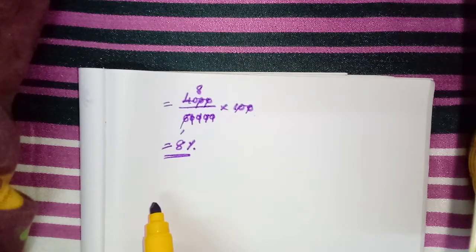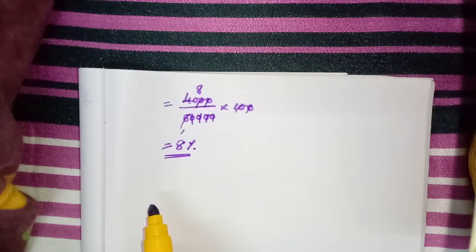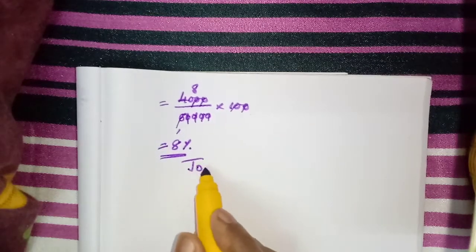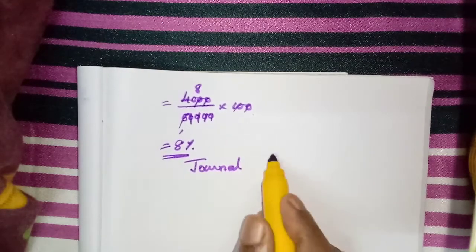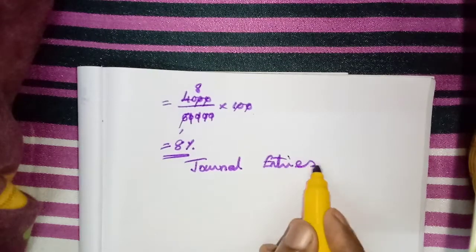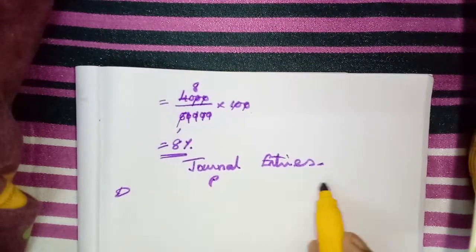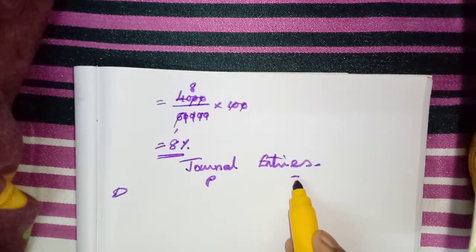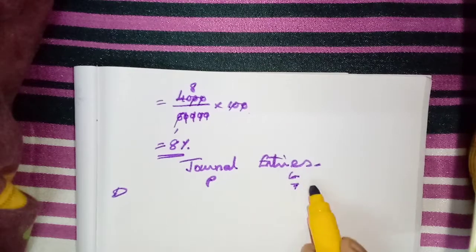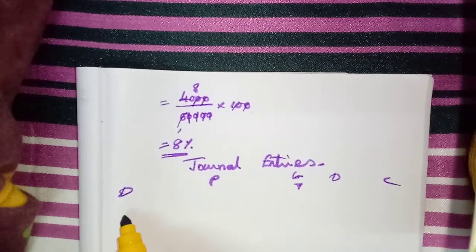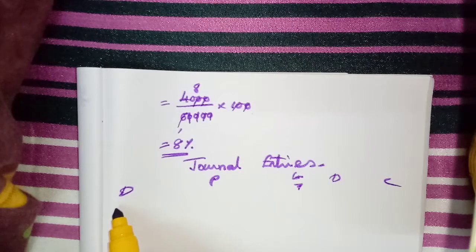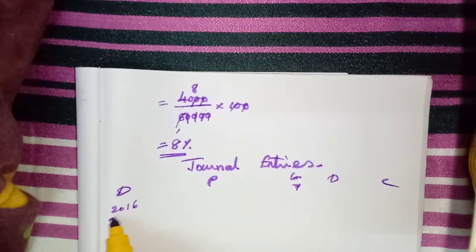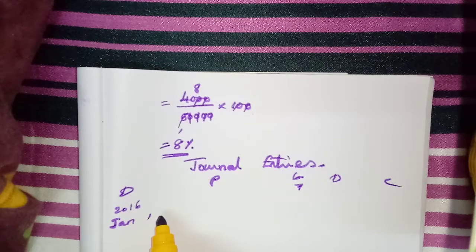Now what is the question? You are required to find out the rate of depreciation and give journal entries for the first 2 years. So we have to prepare the journal entries. First date, particulars, ledger folio, LF, debit, credit. So date, when they are purchasing, year 2016, January, in the small column we write 1, isn't it?